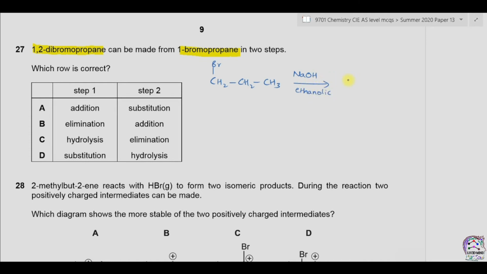Elimination will occur and HBr is removed from this compound, so we will have CH2 double bond CH CH3 plus NaBr plus H2O. Now in order to make this alkene into 1,2-dibromopropane, we can add aqueous bromine. So the product would be CH2Br CHBr CH3. Now the first step was elimination and the second step is addition. So therefore the answer is B.